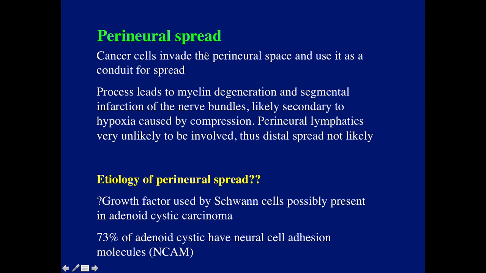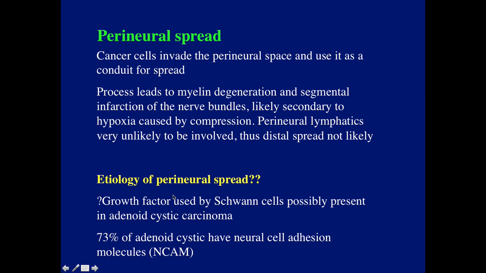What happens with perineural spread? The cancer cells invade the perineural space and use it as a conduit for spread. This process causes myelin degeneration and segmental infarction of the nerve bundle, likely secondary to hypoxia caused by the compression. The perineural lymphatics are very unlikely to be involved, thus direct spread is not likely.